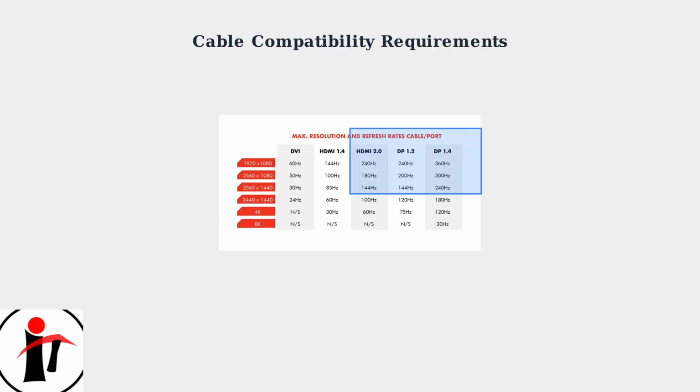DisplayPort 1.2 and 1.4 offer superior bandwidth, supporting 165 Hz at 1440p and 240 Hz at 1080p. For the best performance with your Sceptre monitor, DisplayPort is the recommended connection.